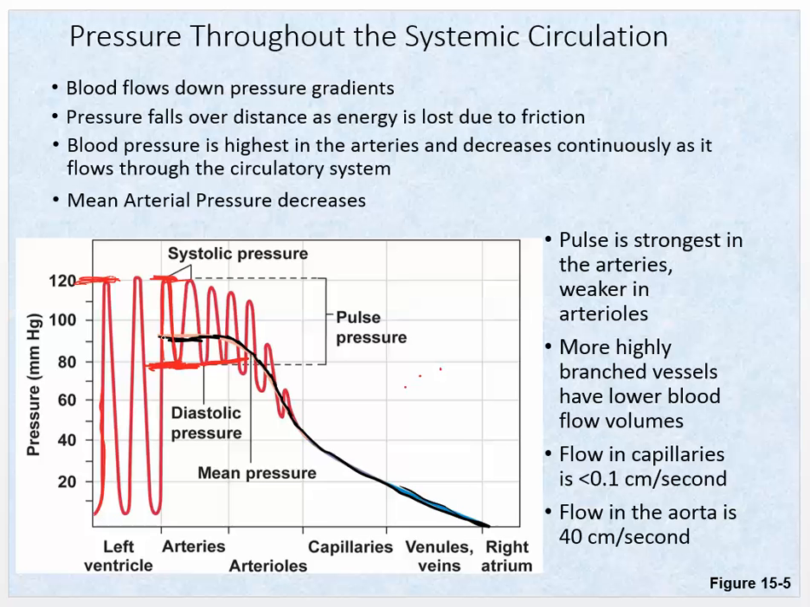Your blood pressure is highest in the arteries and then it just keeps dropping. The reason it drops is because it's banging against the walls of the vessels, and so that's absorbing some of that energy, and so it just drops and drops until it gets back to the heart, and then of course when the ventricle pushes it, it starts up here again.